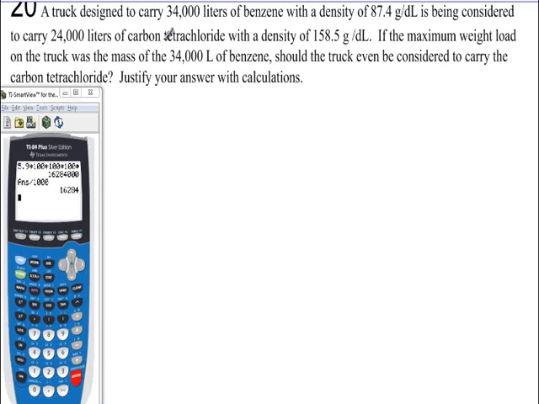Alright, let's take a look at number 20. A truck designed to carry 34,000 liters of benzene, which has a density of grams per deciliter. What a pain that is, right? It's being considered to carry 24,000 liters of carbon tetrachloride that has a much higher density. If the maximum weight load of the truck is 34,000 liters of benzene, should the truck be considered to carry the carbon tetrachloride? Justify your answer with calculations.